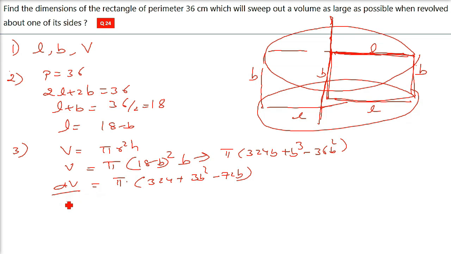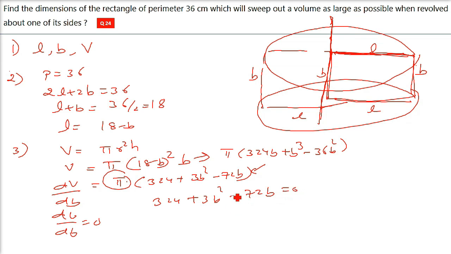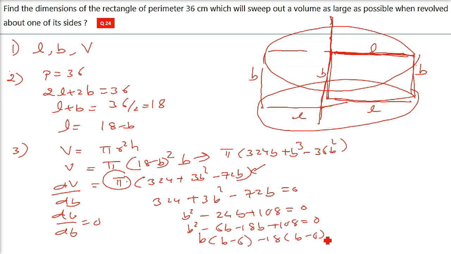Now, dV by dB, when we differentiate it with respect to b, you get this expression. Next, of course, dV by dB has to be equal to 0. So 324 plus 3b square minus 72b equals 0. You can take 3 common, and you get b square minus 24b plus 108 equals 0. You will get 2 factors here because 24 is 6 plus 18, and 6 into 18 is 108. So b minus 18 into b minus 6 equals 0, so b will be either 6 or 18.